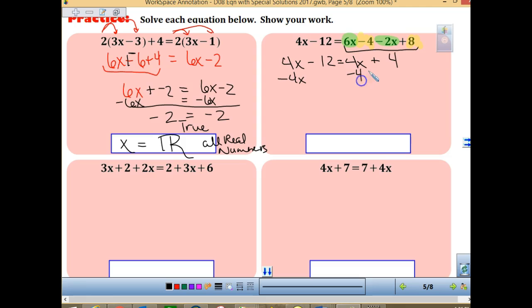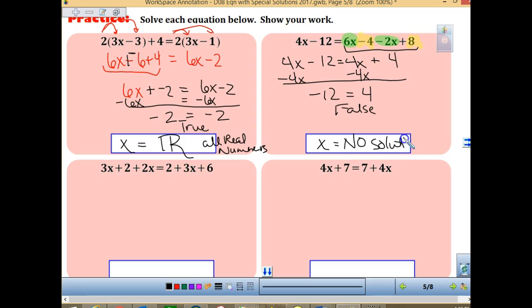And we end up with an answer in that one, Zach, of getting what? -12 equals +4. True or false? False. Definite false statement, right? So we're going to say x is equal to no solution.